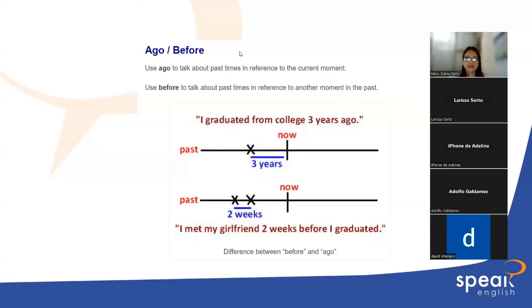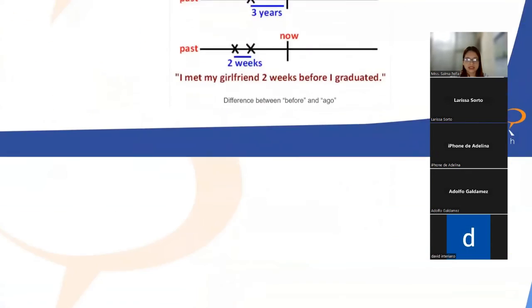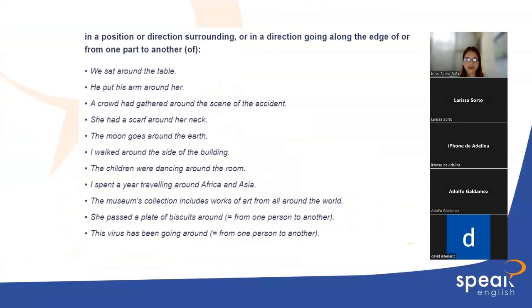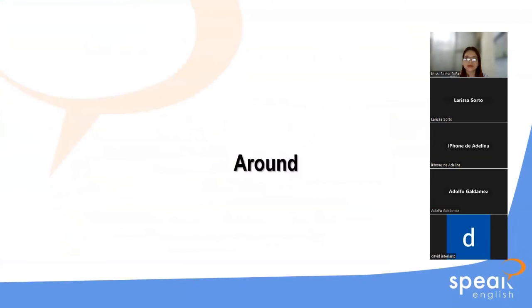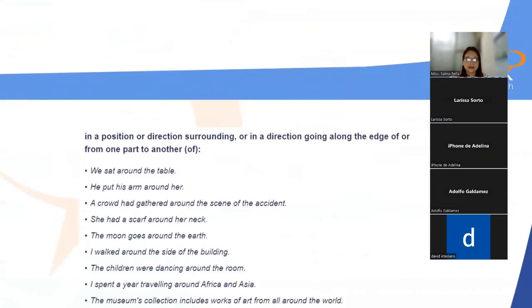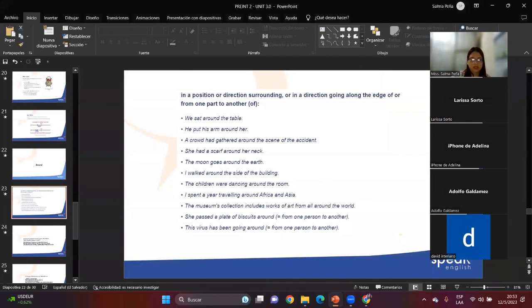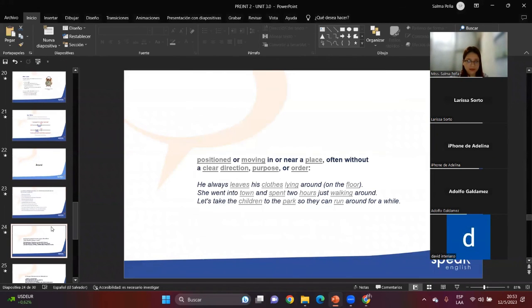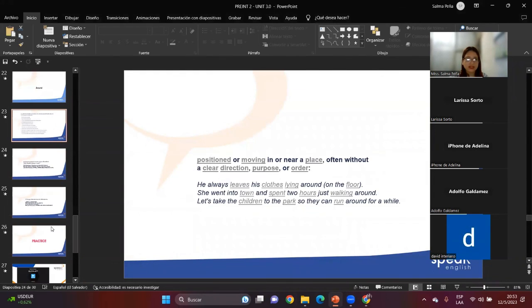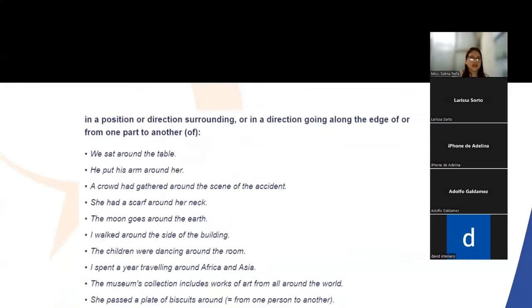And let's see, it's missing one expression that would be around. Okay, around. Yes, it's missing. We use around as a preposition. It has many uses. Just let me check something. Yes, it has many situations.